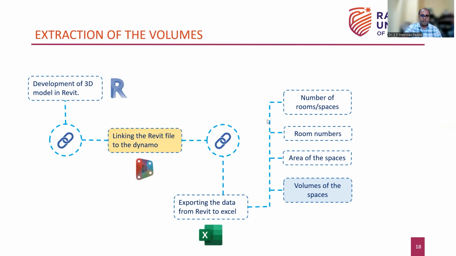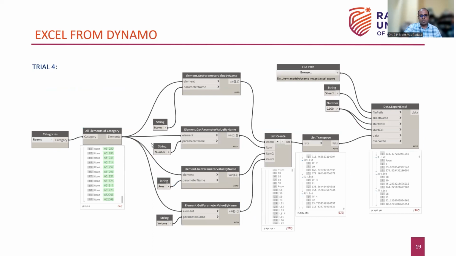What I get from that Dynamo script is I can extract the number of rooms, number of spaces, and the room numbers. I can also extract the area of spaces and the volume of spaces. This is a Dynamo script. I have mentioned a trial form, and we have worked with different trials to get accurate volume data. This is just a sample script.